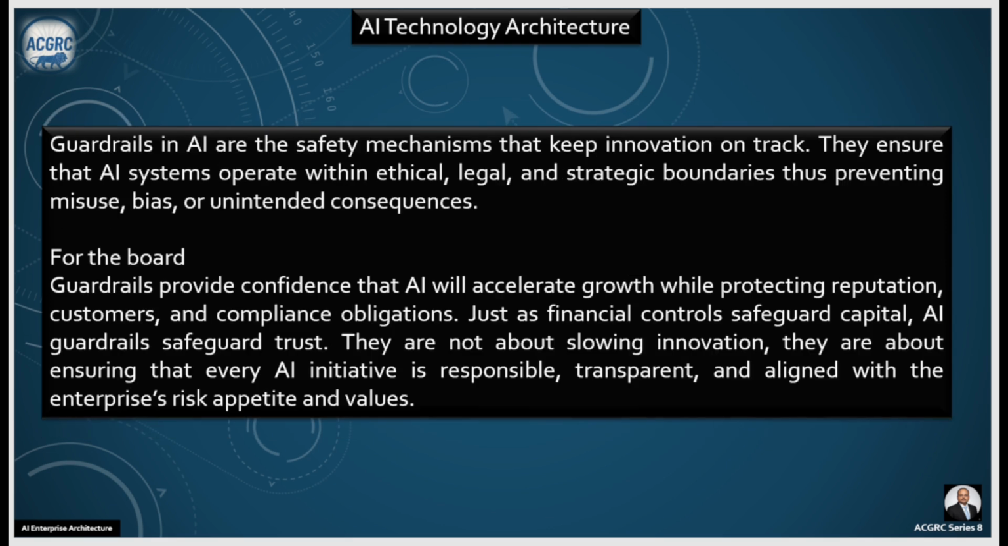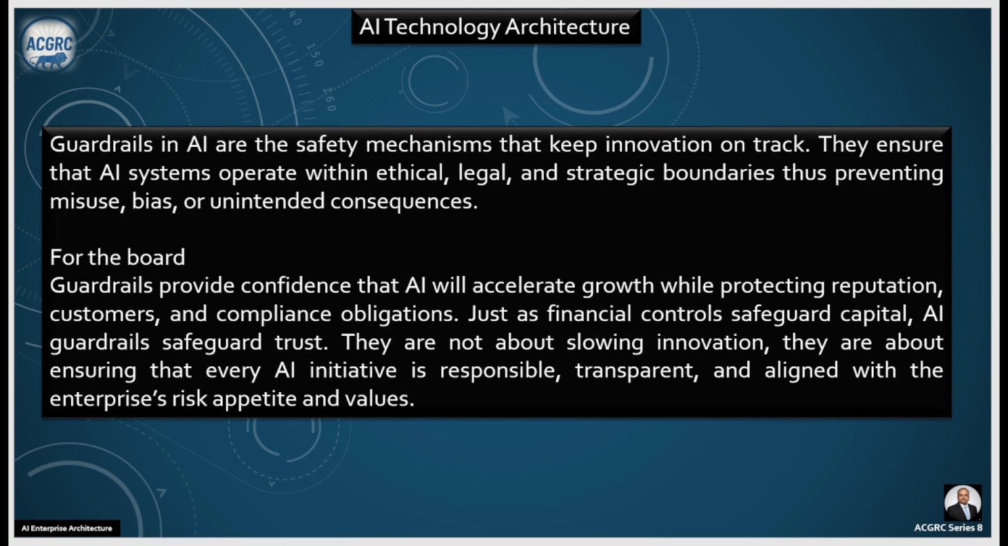Guardrails. Guardrails in AI are the safety mechanisms that keep innovation on track. They ensure that AI systems operate within ethical, legal, and strategic boundaries, thus preventing misuse, bias, or unintended consequences. Guardrails provide confidence that AI will accelerate growth while protecting reputation, customers, and compliance obligations.